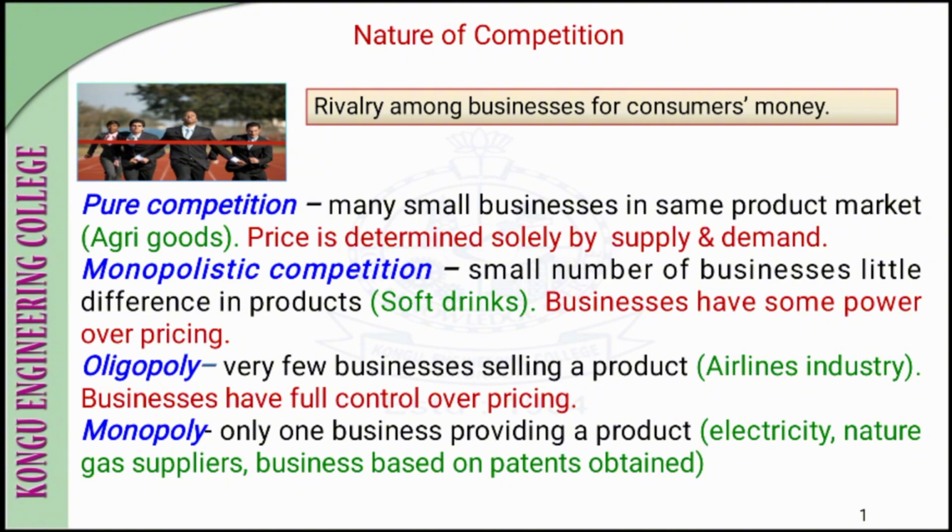Monopolistic competition means a small number of businesses with little difference in products, for example soft drinks. Businesses have some power over pricing. Next, in an oligopoly, a very few businesses sell a product, for example the airline industry. They have full control and can set the pricing of their product. In a monopoly, only one business provides a product, for example electricity, a major part of government income, natural gas supplies, and businesses based on patents. They are monopolies.